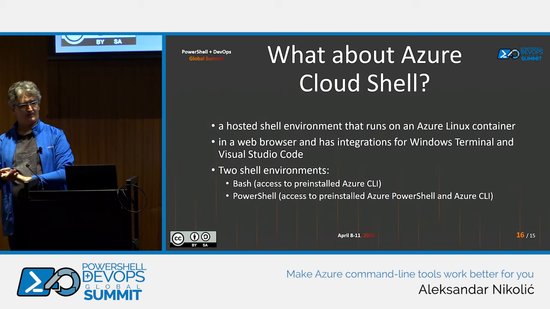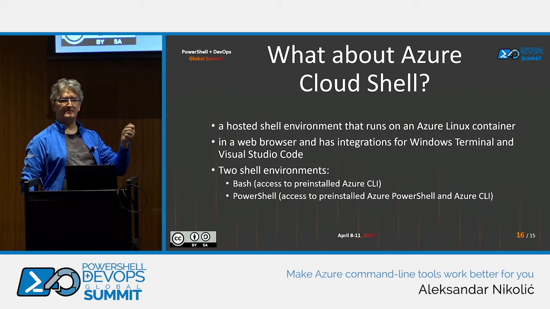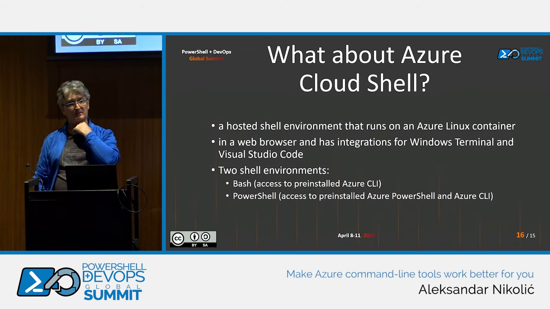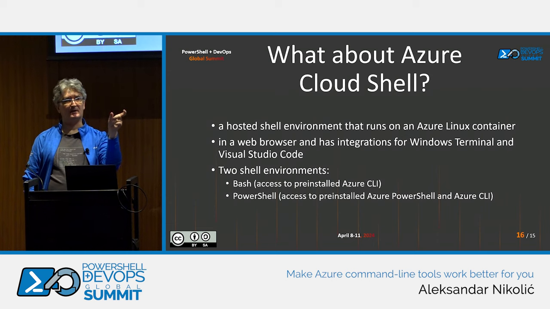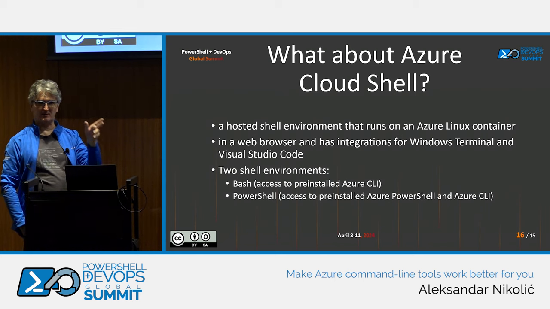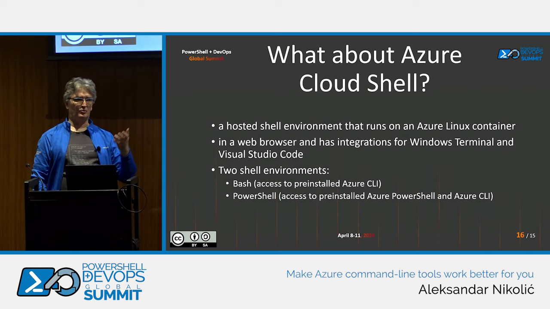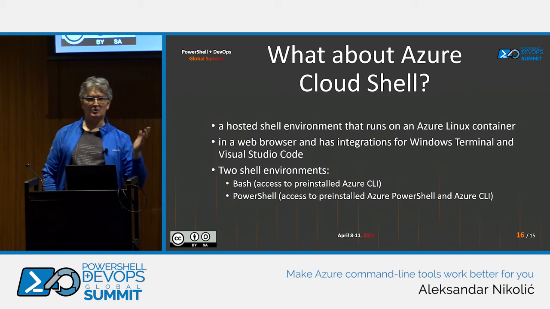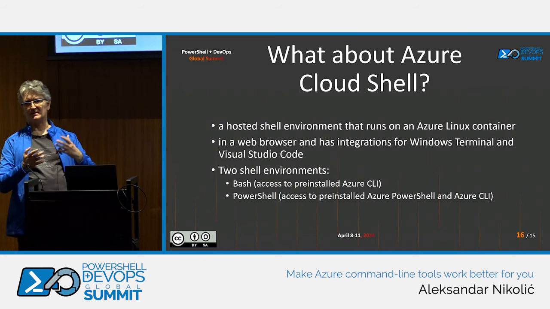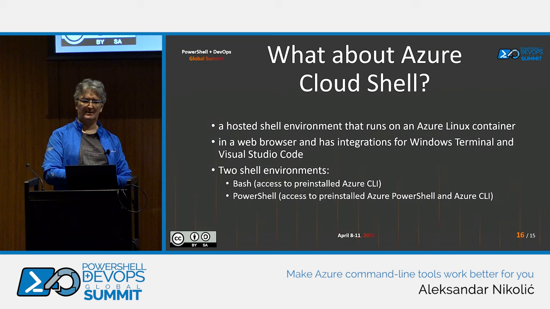So what about Azure Cloud Shell? It's a hosted shell environment that runs in a browser. What runs behind it is a Linux container. It started as an Ubuntu container. Then they changed it for a very short period of time to Debian. And then they moved to something called CBL Mariner, which is a Microsoft-made Linux distribution. And then they rebranded it last year to Azure Linux. So you will still see CBL Mariner in the code, but it's actually Azure Linux. And this is how the documentation now makes reference to that Linux distribution.